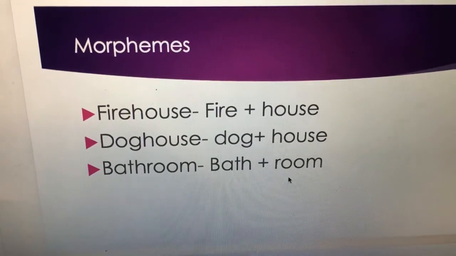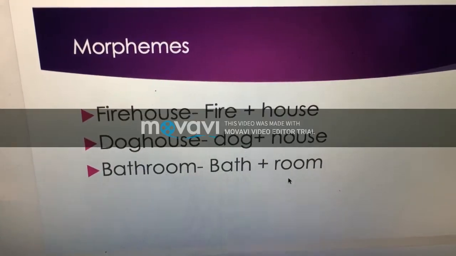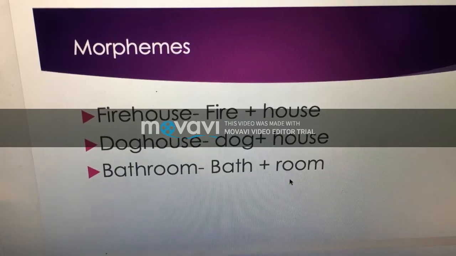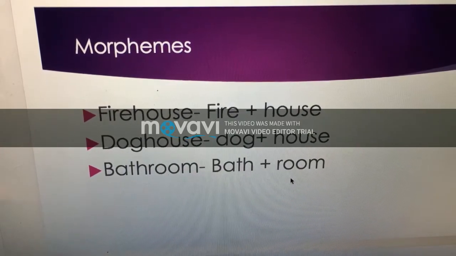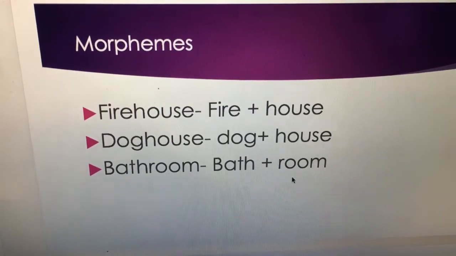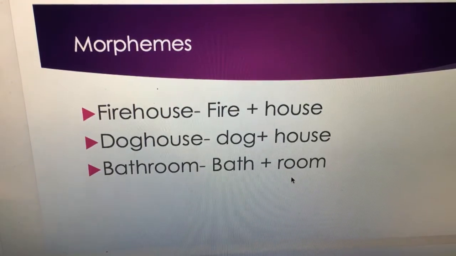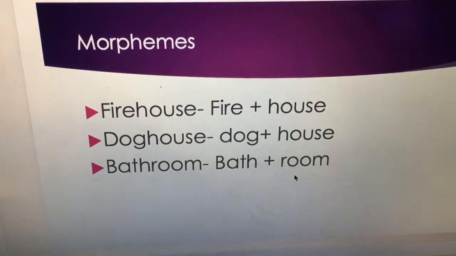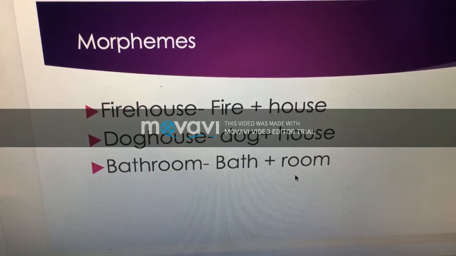Firehouse, doghouse, bathroom. Firehouse has 2 morphemes, fire and house. These 2, fire and house, have separate meanings, but together they create a whole new word. Fire means heat, and house means a dwelling people live in. The other words work the same way.